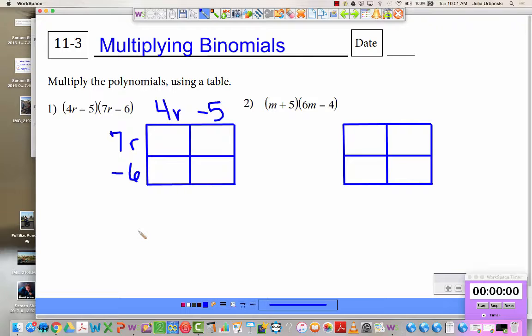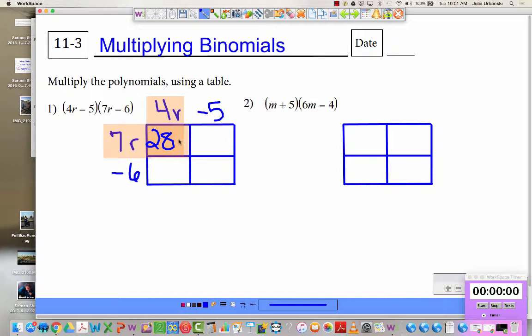This is multiplication. So you multiply the coefficients, you add the exponents. So we're going to do 4r times 7r. And for this first one, I'm going to kind of do it with shading just so you know what we're doing. We're doing this row by this row. Okay, 4r times 7r. What do we get?